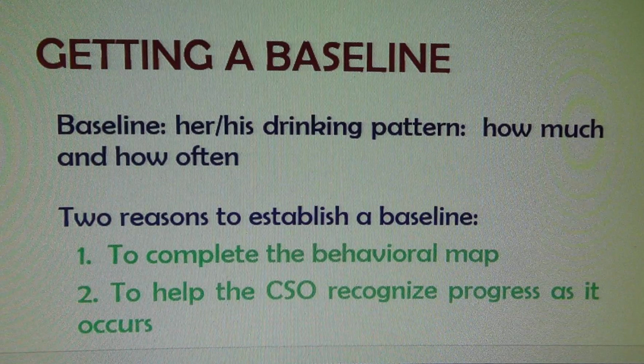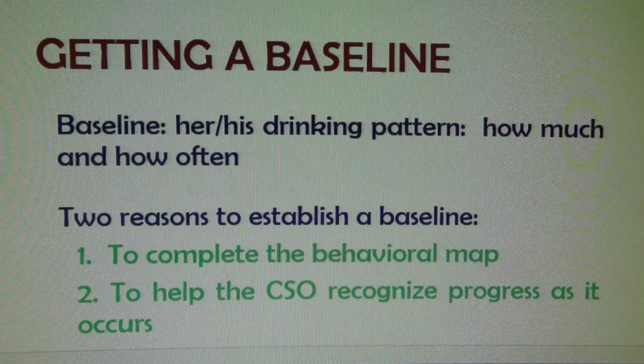And in terms of baseline, this is a place from which you start. It is actually that drinker's pattern of how much and how often. And there are two reasons why it is important to establish a baseline. The first reason is to complete the behavioral map. It is to get everything you know about a loved one's drinking or using. The second reason is to help the concerned significant other recognize progress as it happens.